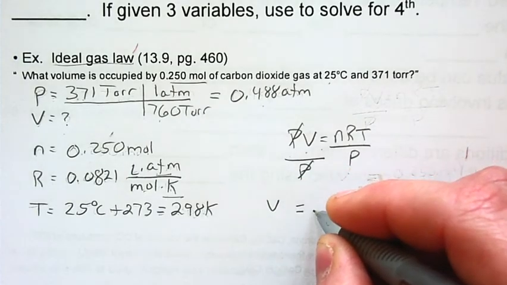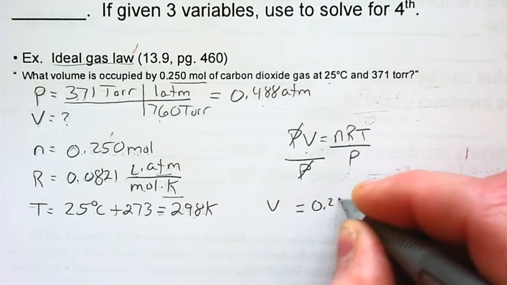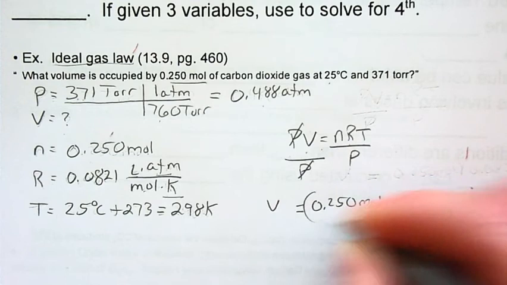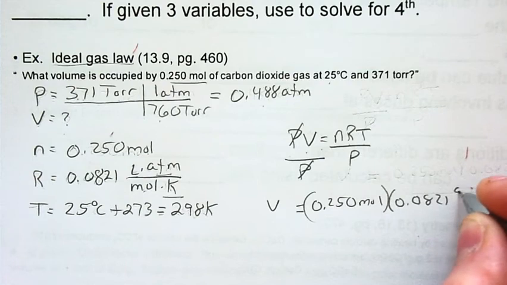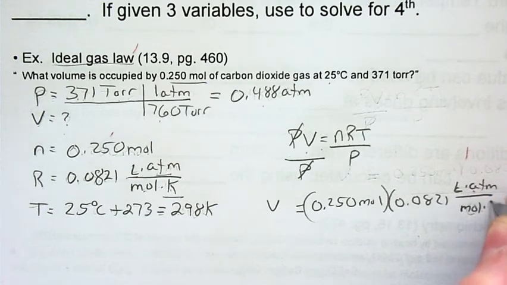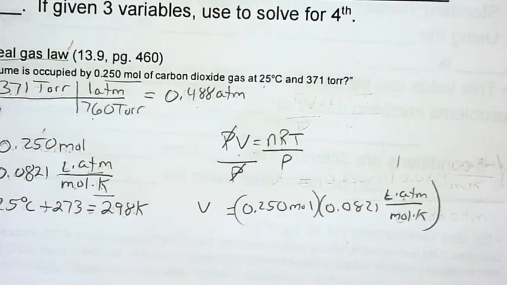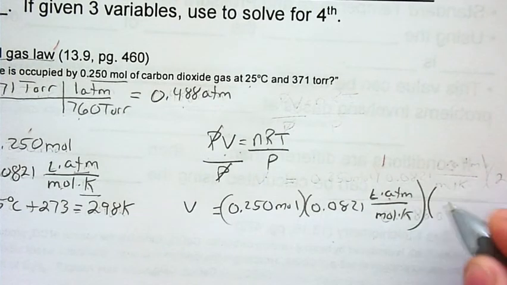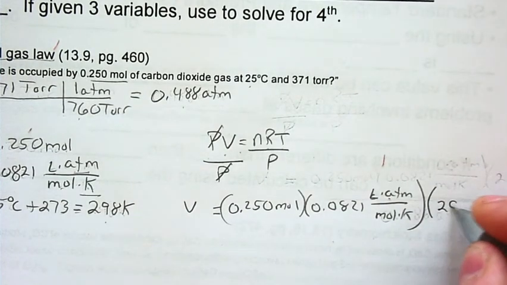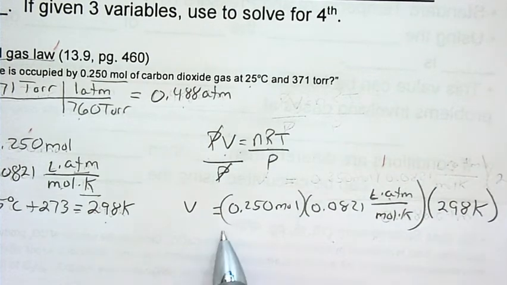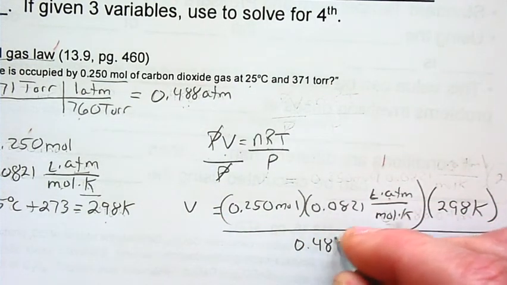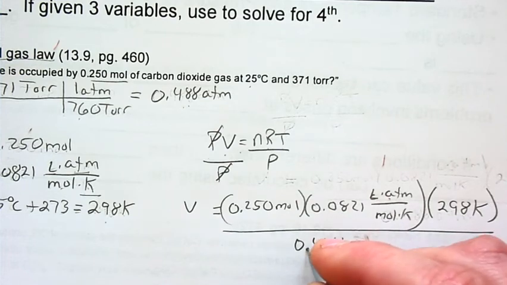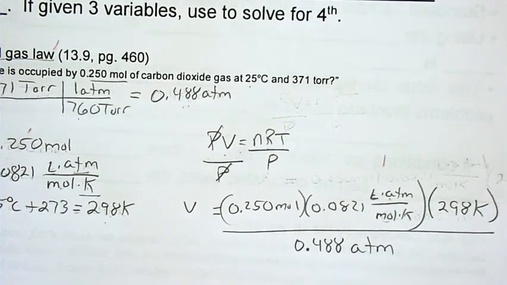So, plugging in the correct numbers, n is 0.250 moles, R is 0.0821 liter atmospheres over mole kelvins, and T is 298 kelvin, all divided by P, the pressure, which once again is 0.488 atmospheres.